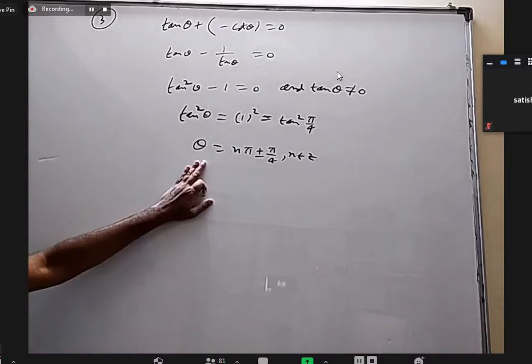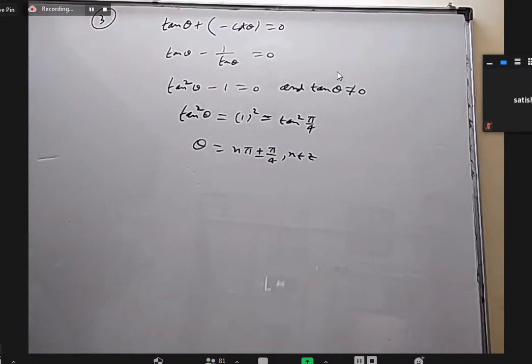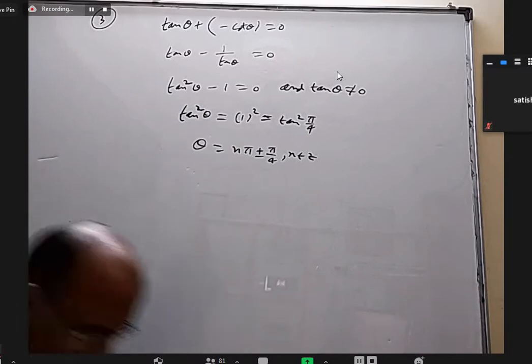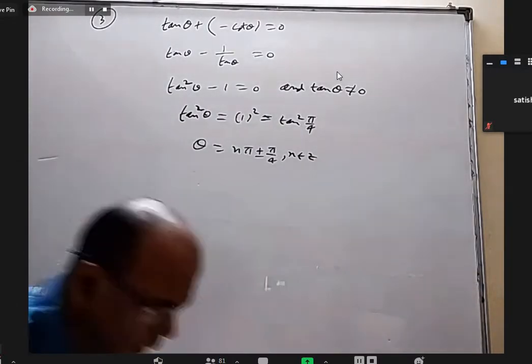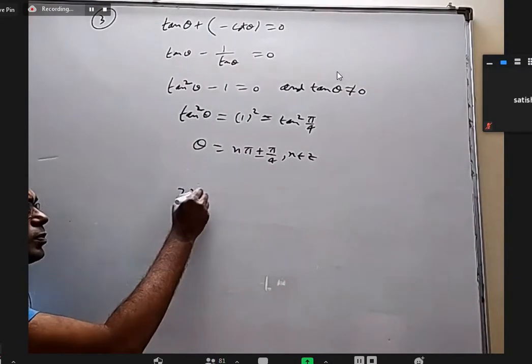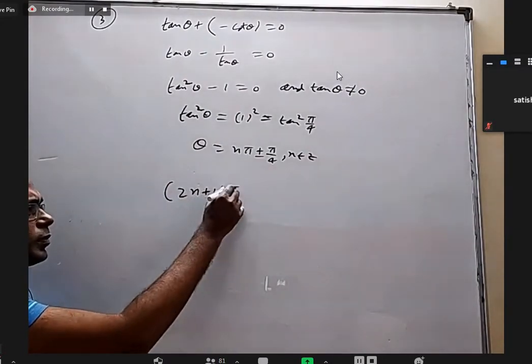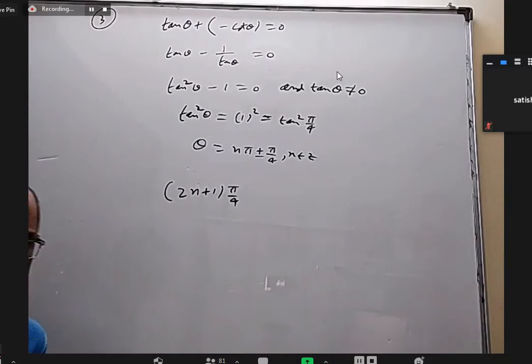Now option A is there, it's covering everything. Option C is covering only few. Option B, C, D are also answers, but they are not the most general value. That means there is one expression covering everything, not some of them. Somebody can get another answer also possible, which is 2n plus 1 into pi by 4. That will also cover all the answers. That is not given here.